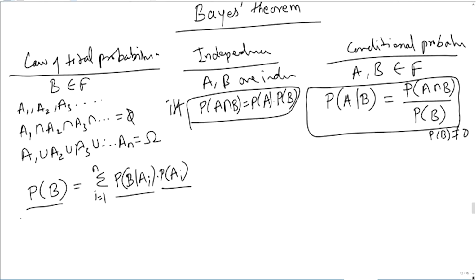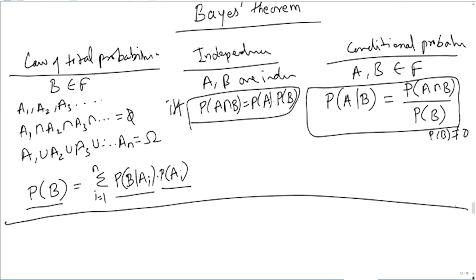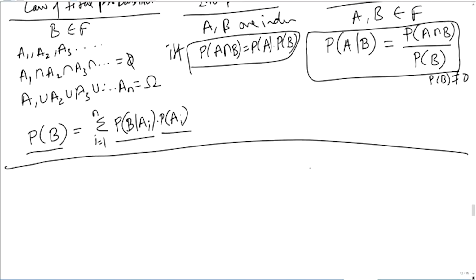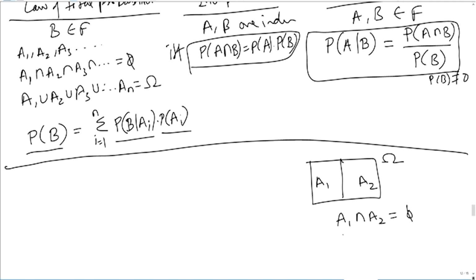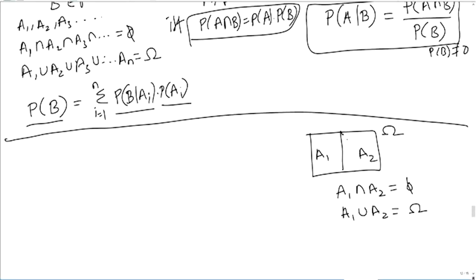These concepts will become useful for understanding the Bayes theorem. Let's say you have two mutually exclusive and exhaustive events, A1 and A2. This is your sample space omega, such that A1 intersection A2 is an empty set, so they are mutually exclusive, and A1 union A2 is your sample space omega, so they are exhaustive events. And let's say there is a third event B.